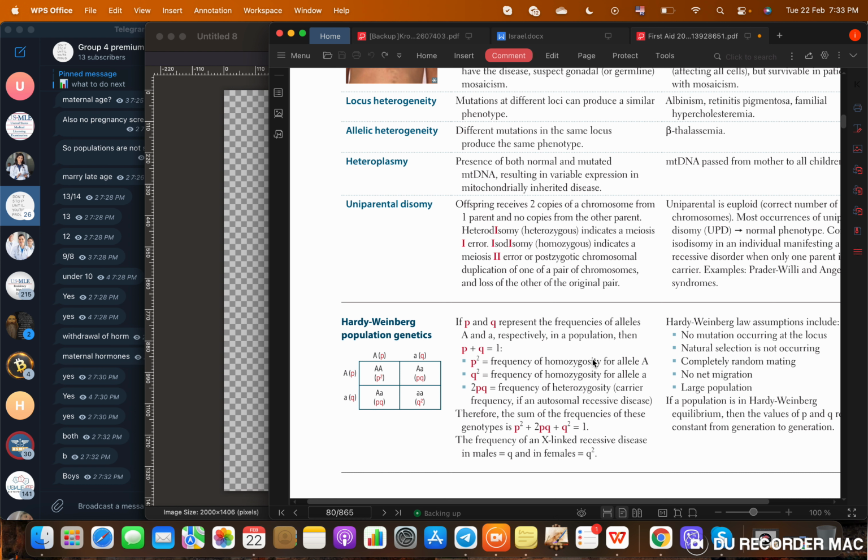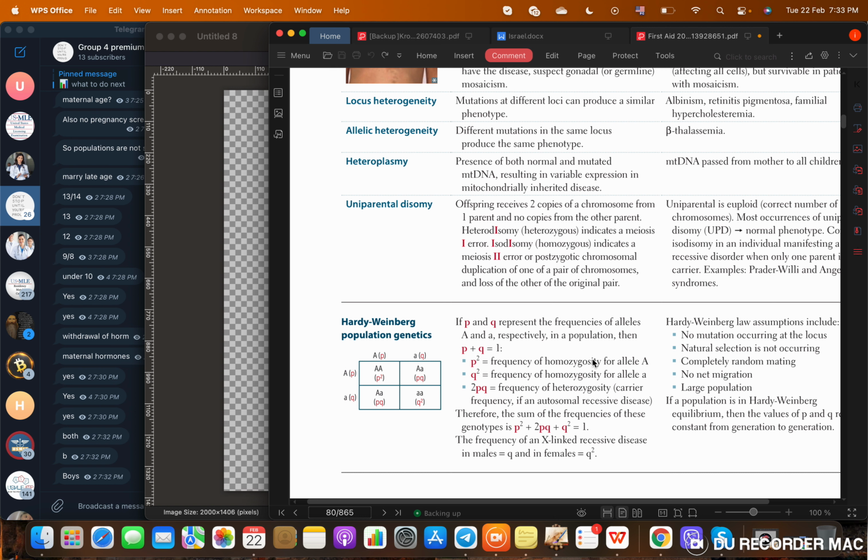You're like, yeah, that's variable expressivity, right? That's wrong. So why is it wrong? Because variable expressivity is for all of the diseases that are not a mitochondrially inherited disease. If you see variable expressivity in a mitochondrially inherited disease, you say it's heteroplasmy. Let me repeat this point. Variable expressivity means like the disease is going to have different severity in different people who inherit the same mutation.